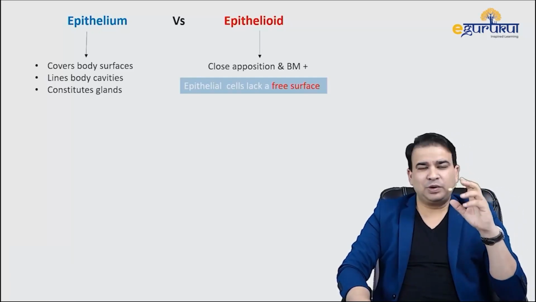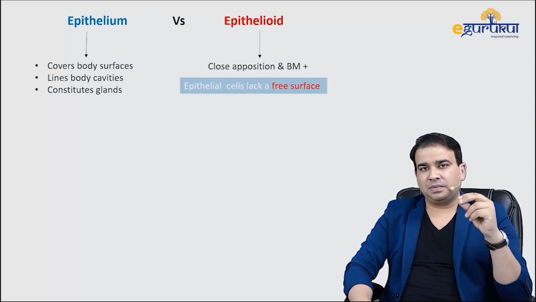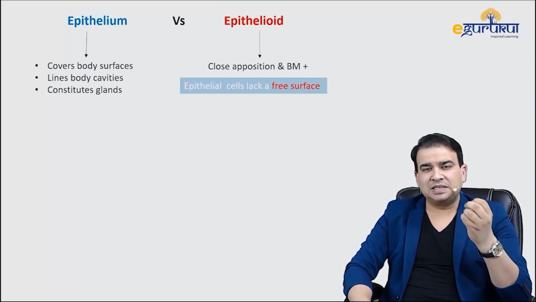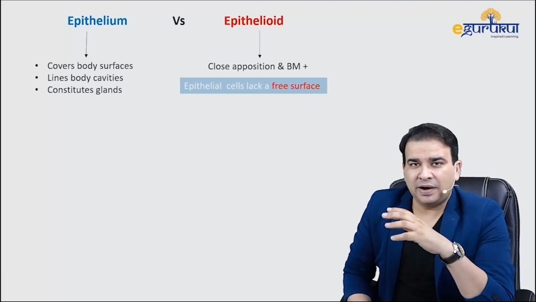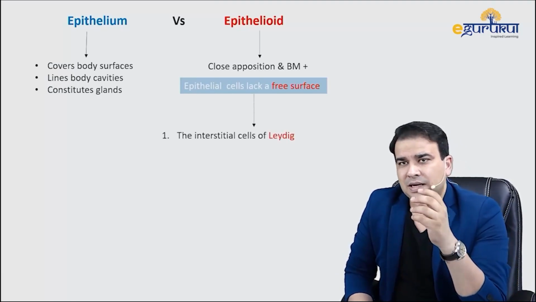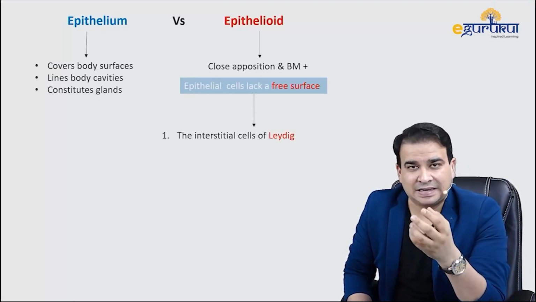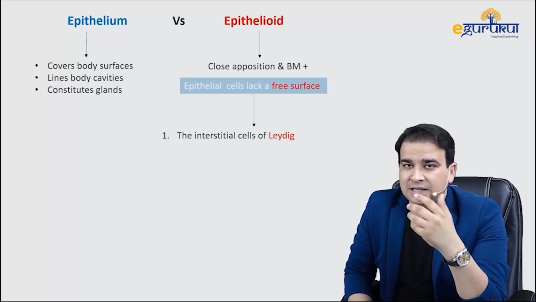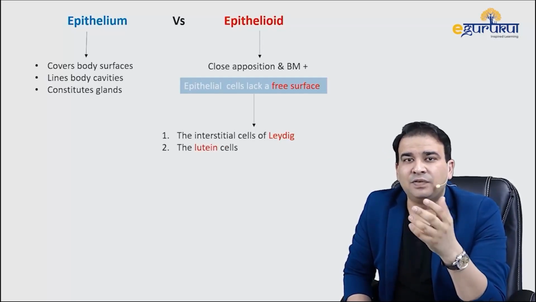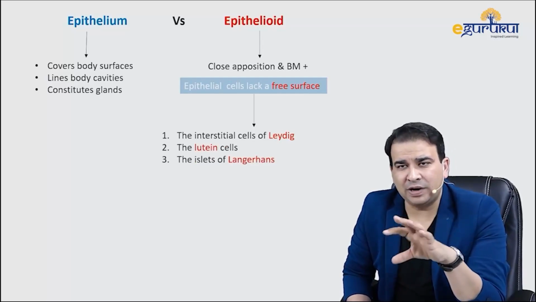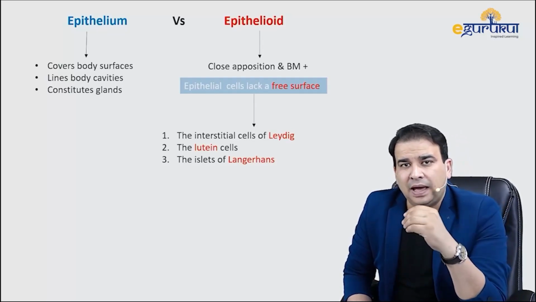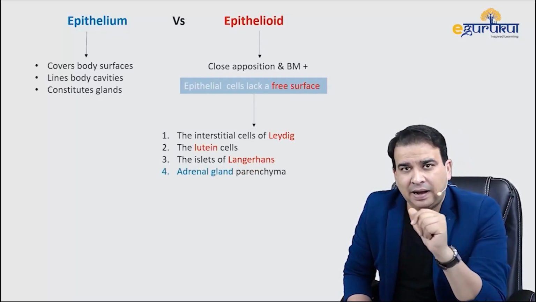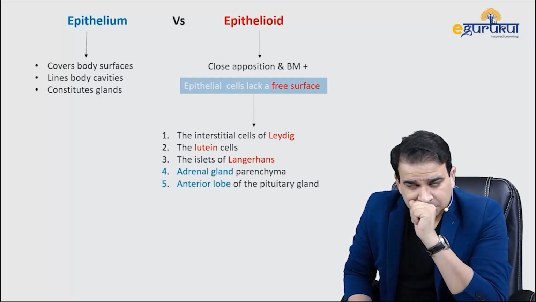Now there are some good examples of the epithelioid, and it's again a potential question to be asked in the exam, and they've already asked this question once. Now the examples of the epithelioid are: one is the interstitial cells of Leydig in the testis, the lutein cells in the ovary, the islets of Langerhans. All these are epithelioids. We do not have a free surface for these cells. Also the anterior pituitary and adrenal gland parenchyma.